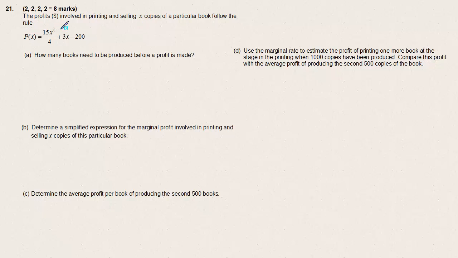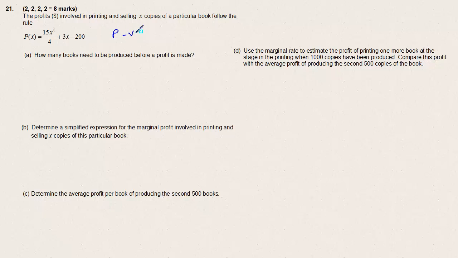The profit in dollars involved in printing and selling x copies of a particular book follows the rule P equals 15x^(2/3) over 4 plus 3x minus 200. How many books need to be produced before a profit is made?